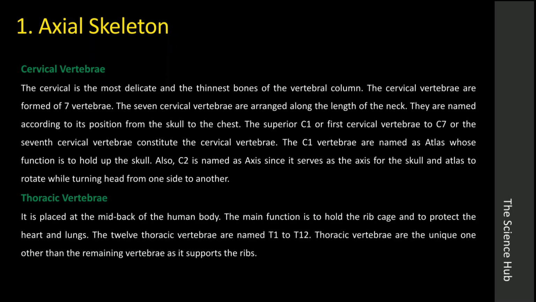Cervical vertebrae. The cervical is the most delicate and the thinnest bone of the vertebral column. The cervical vertebrae are formed of 7 vertebrae. The 7 cervical vertebrae are arranged along with the length of the neck.